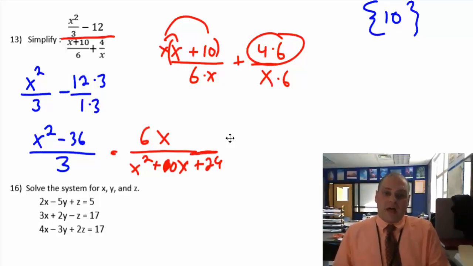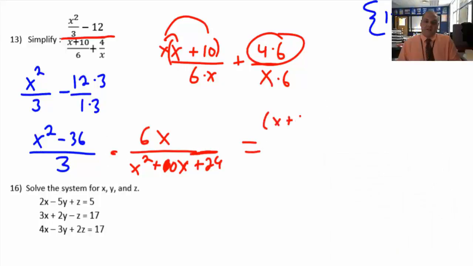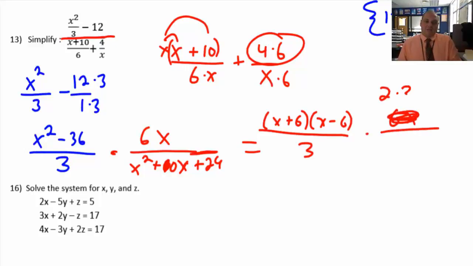So now I'm going to multiply, or I'm going to factor and cancel. Not cancel, reduce, right? So it's going to be x plus 6, x minus 6 over 3 times 6x over, and you might want to write that as 2 times 3 times x. That might help to see that a 3 reduces. And then this is going to be x plus 6, x plus 4.